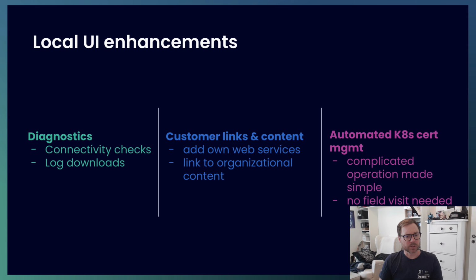So local UI was actually introduced in Palette 4.3, but in Palette 4.4 we have continued to extend it with new diagnostics capabilities. So in particular connectivity checks, the field technician can run simple pings and traceroute commands directly from the local UI, as well as log downloads. Now that's important because, as you're aware, with Kubernetes there's a whole bunch of logs and things that can go wrong, and so now we have a very simple download button that the field technician can use when they're doing diagnostics.